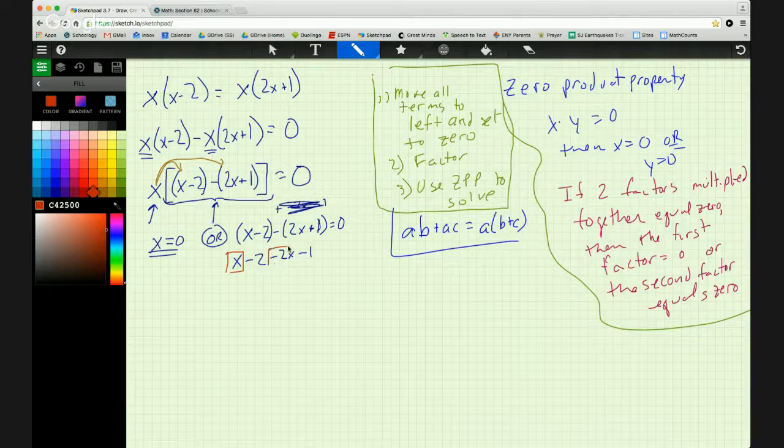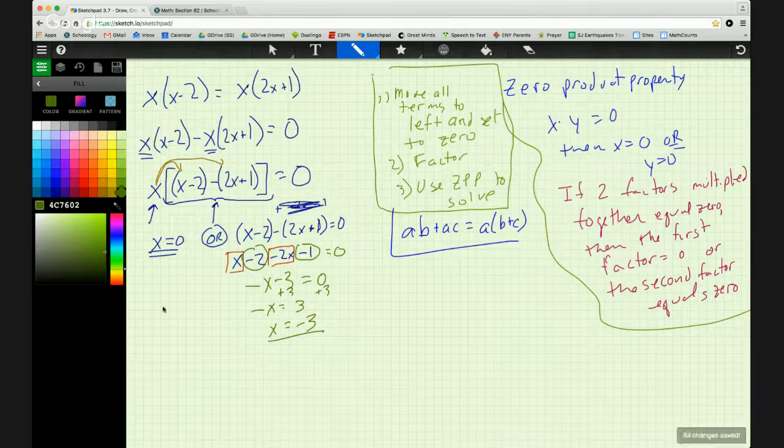So we have an x, a minus 2x, and a negative 2 and a negative 1 equals 0. So we have x minus 2x, which is negative x, minus 3 equals 0. So we get negative x equals 3, because we added 3 to both sides. So x equals minus 3. So x is 0 or x is minus 3, and we're going to write it in numerical order. X equals minus 3, comma, 0.